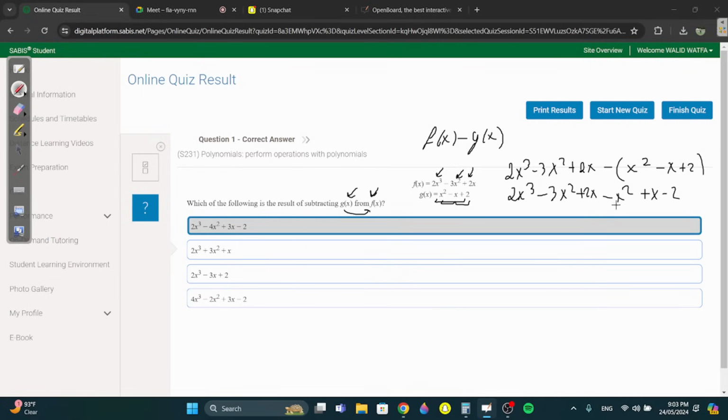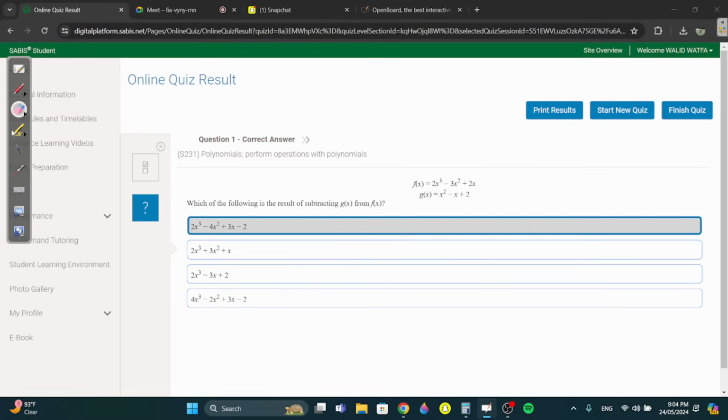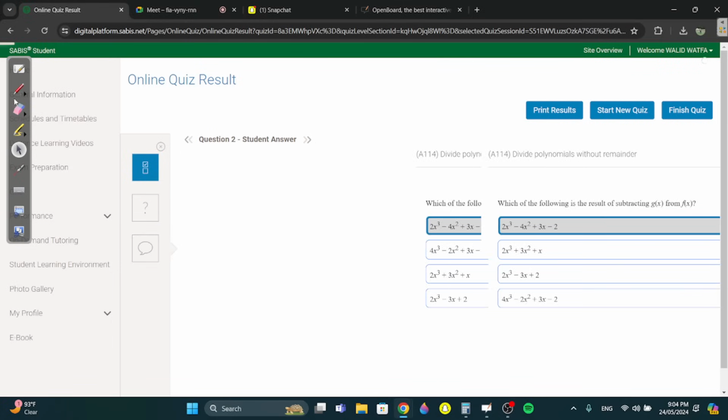Okay, 2x cubed obviously doesn't combine with anything, but you just take it down. Then minus 3x squared minus x squared is minus 4x squared. Cancel, cancel. 2x plus x, 3x. Cancel, cancel. And the minus 2 is just left. Is this the same answer? Yes, it is. Question 2, I think now we start with division.